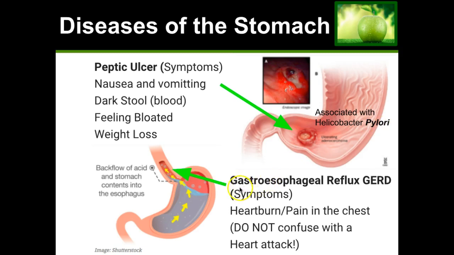Another common disease of the stomach is GERD, gastroesophageal reflux. The symptoms of GERD are heartburn or pain in the chest. Please don't confuse pain in your chest with a heart attack. If you're having a heart attack, you definitely need to go and see a doctor immediately. Don't think that that might just only be heartburn or GERD. GERD is caused by acid flowing back through the esophageal sphincter up into the esophagus and burning the esophagus because the esophagus doesn't have as much mucus protective layer as the stomach.